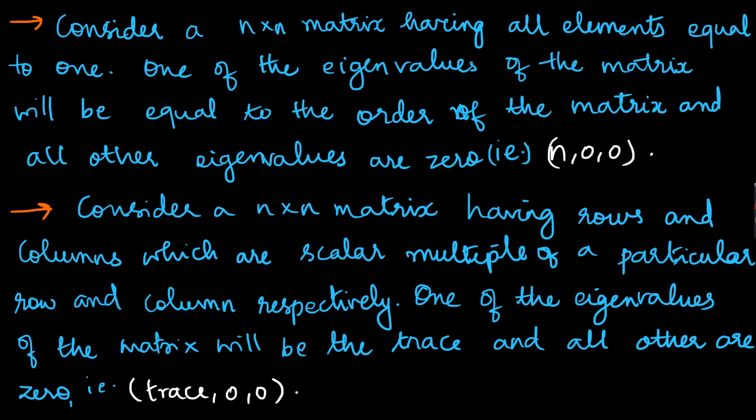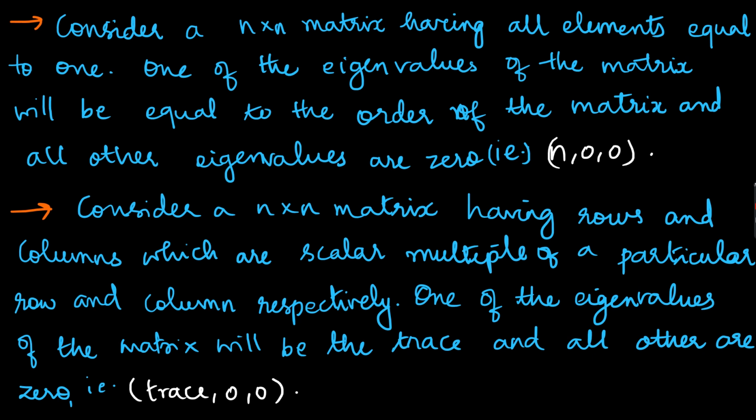So next, if you have an n by n matrix, and all the elements are equal to 1, that is, all the elements a11, a12, a13, a21, a22, a23, a31, everything in that matrix are 1, then how do you find the eigenvalues? One eigenvalue will be equal to the order of the matrix. So if the order of the matrix is 3 by 3, then one of the eigenvalues will be 3 and all other eigenvalues will be 0.